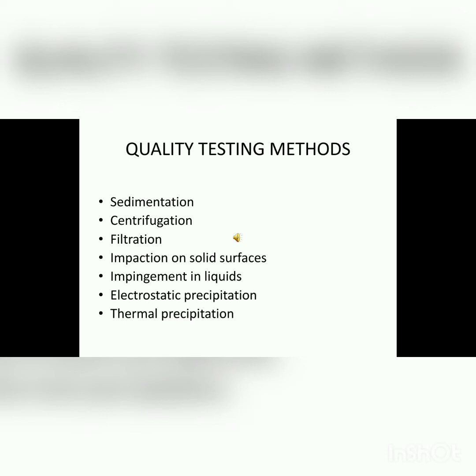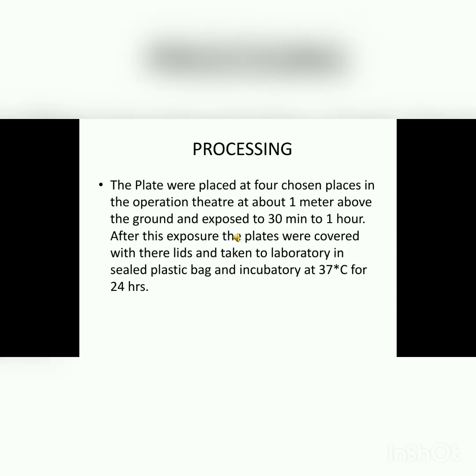Then the next one is electrostatic precipitation. In electrostatic precipitation, air is drawn over an electrostatically charged surface and the particles become charged. This is done by an electrostatic precipitator, whose working principle is forcing the air to move between two electrodes. The first electrode has a very high negative voltage. Next is thermal precipitation, in which air is drawn over a thermal gradient and particles are repelled from hot surfaces and settle onto a cooler area.